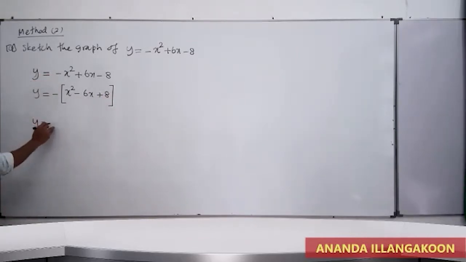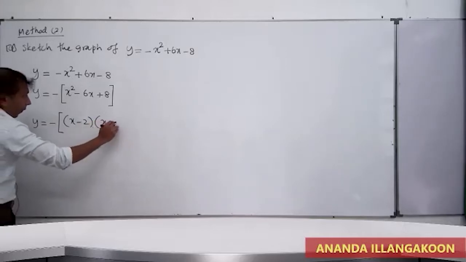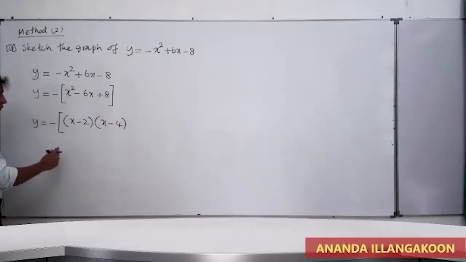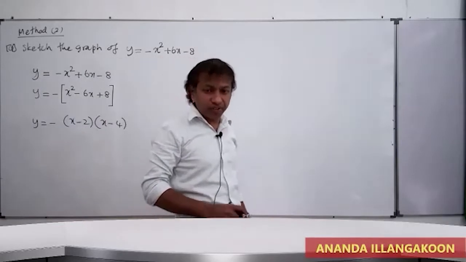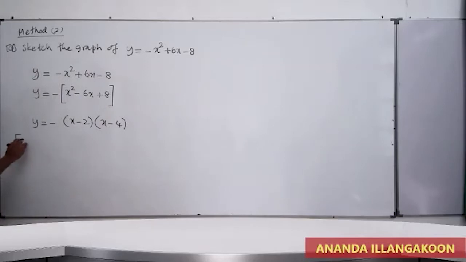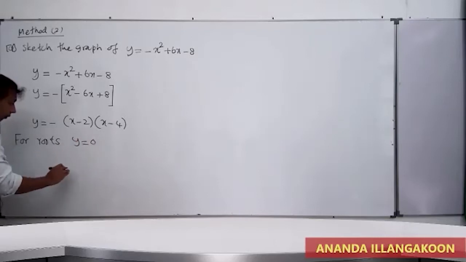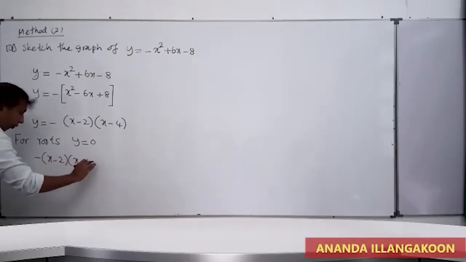Now you can very easily factorize this, no? What are the factors here? x minus 2, x minus 4, the two factors. We have a minus sign before this. This time I didn't explain the way of finding the factors. You can very easily manage that, no? Now you can write the roots, right? For roots, what can you say, people? y should be 0. y is this with the minus sign, x minus 2, x minus 4 equals 0.